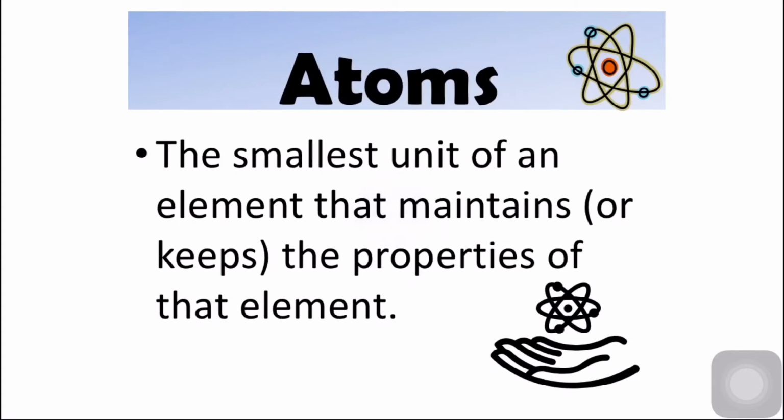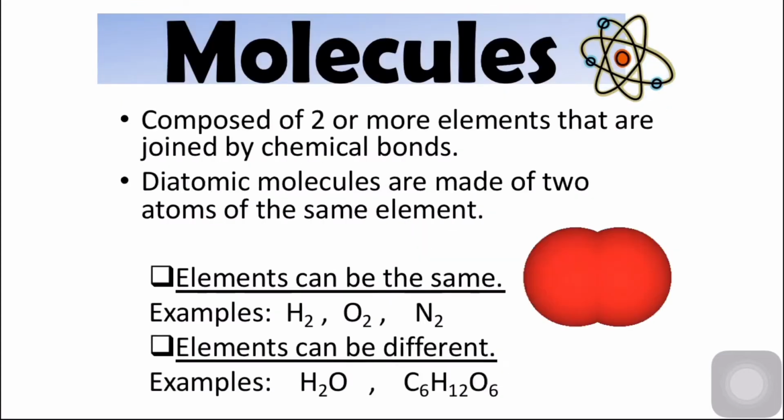Atoms. The smallest unit of an element that keeps the properties of that element. Atom is the one who holds the whole element together. That's why atom is considered as the smallest functional unit of matter. So now, let's proceed to molecules.